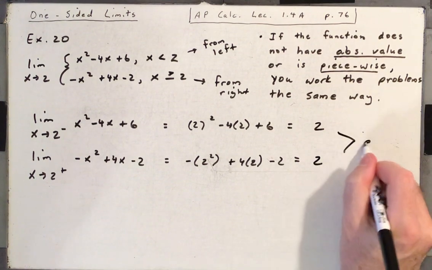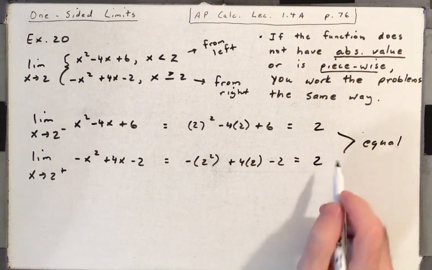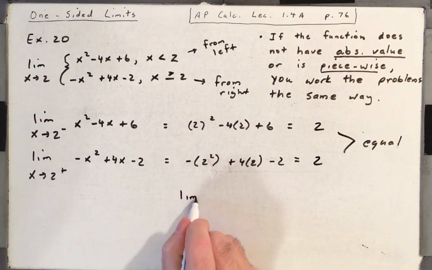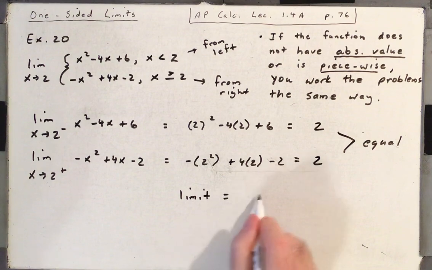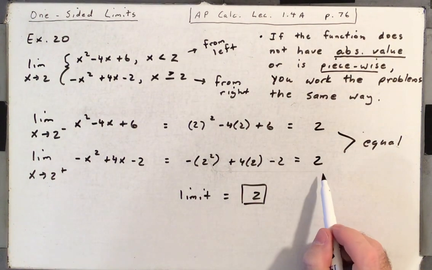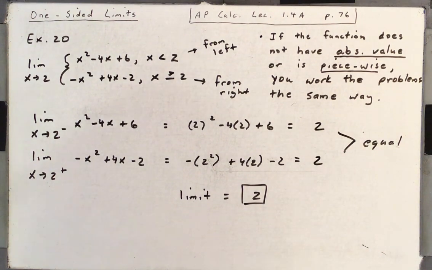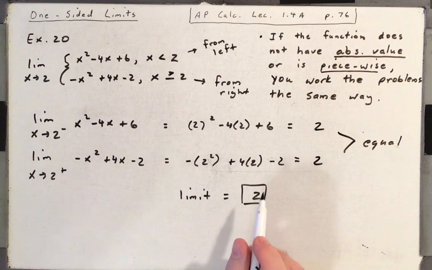So they are equal. So since they're equal, your hands come together there. So the limit is equal to 2. If they were different, then it would be does not exist. But since they're the same, the limit's equal to 2. All right, that's it for this lecture.